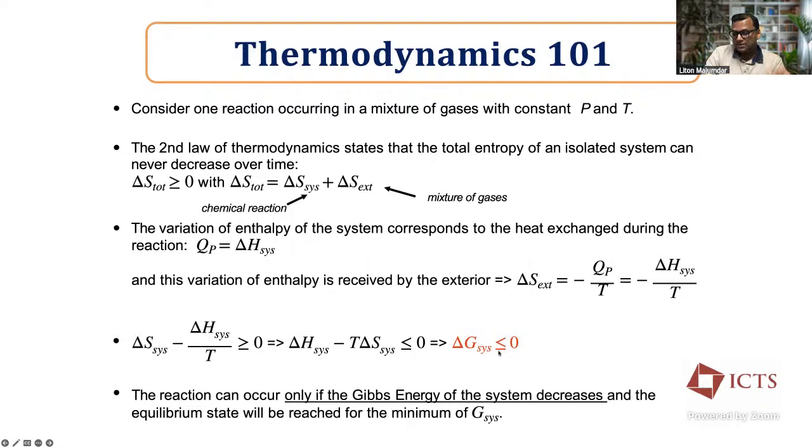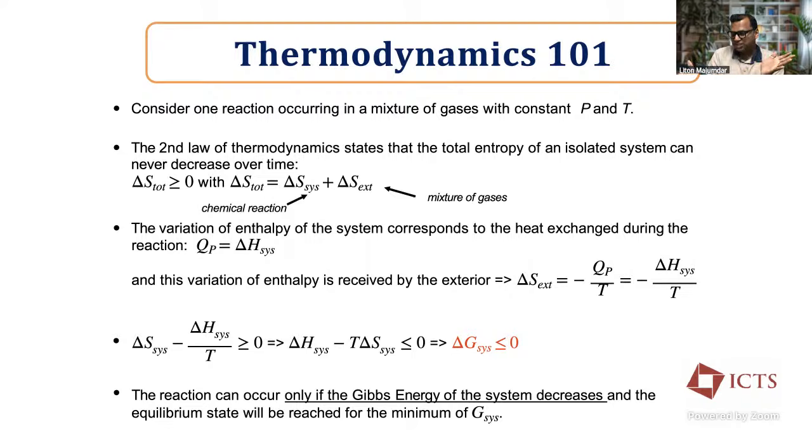What that means is, when you are considering a reaction in a system with all other reactions simultaneously happening, if the total Gibbs energy of the system is decreasing, that means your reaction can occur. And if your delta G equals 0, that essentially tells you that you are in equilibrium.